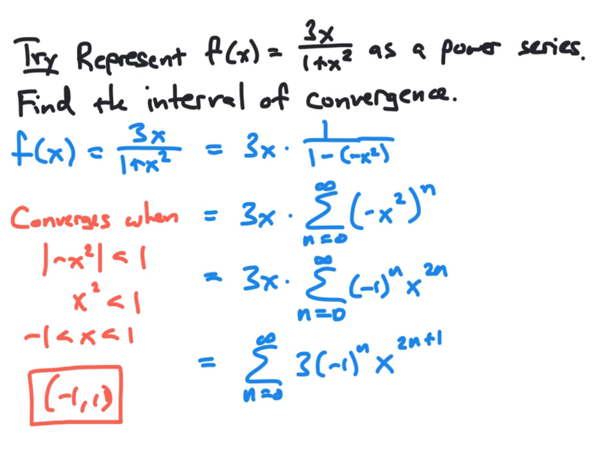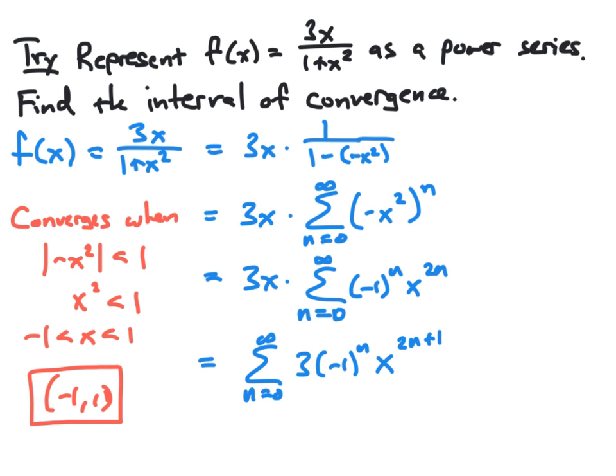And then we can bring the 3x inside the summation by multiplying by a constant of 3, and multiplying by x here means adding 1 to the exponent of the x to the 2n term. And this gives us a final power series representation of the series n equals 0 to infinity of 3 times -1 to the n times x to the 2n plus 1.